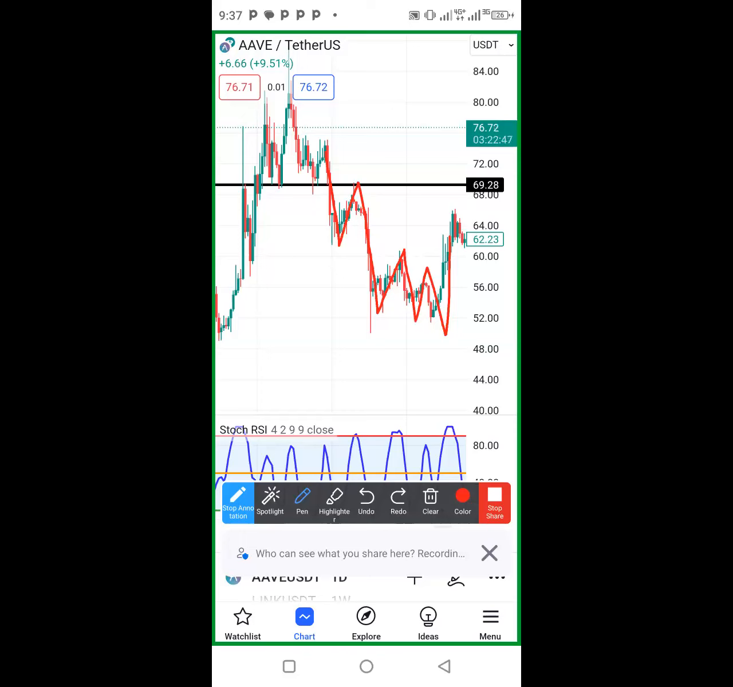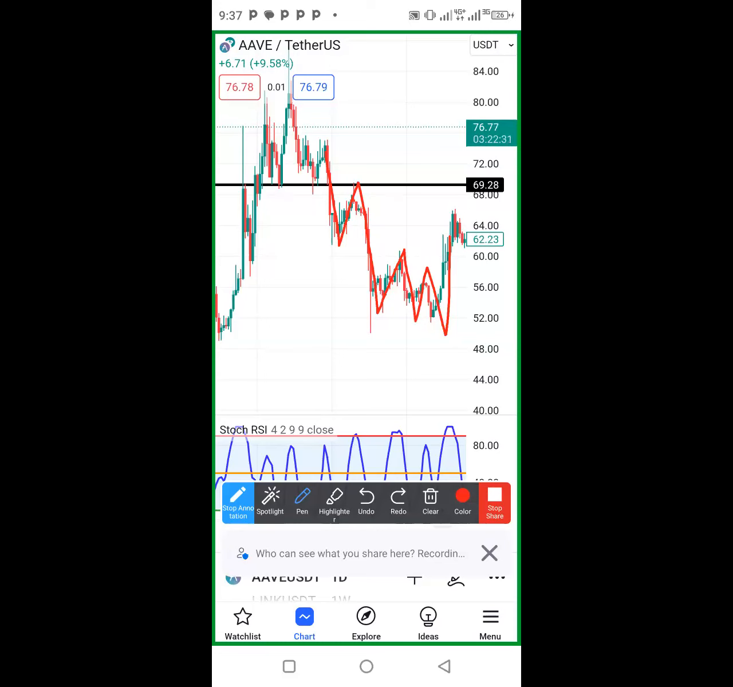A ranging market signifies indecision in the market. It's not an uptrend, it's not a downtrend. Buyers are just in between the uptrend and downtrend, slowing down the uptrend or slowing down the downtrend before there is a move to uptrend or downtrend. I will show you guys.